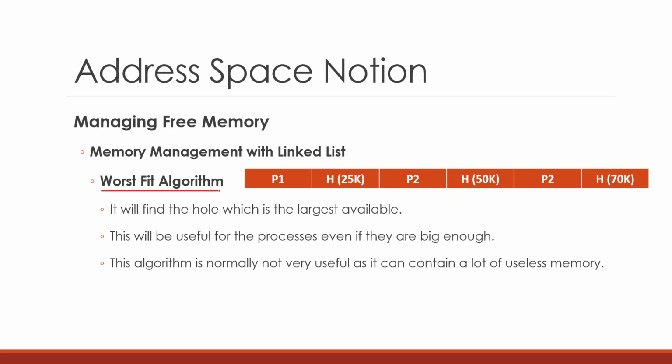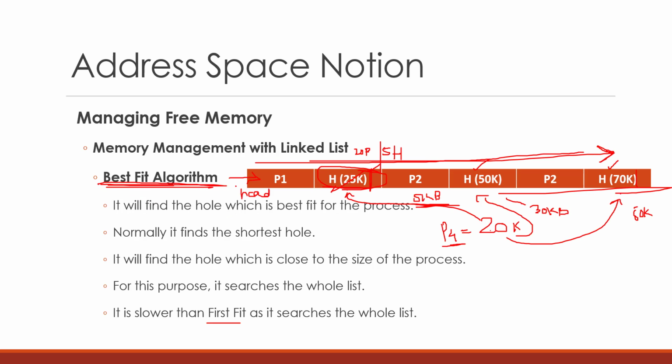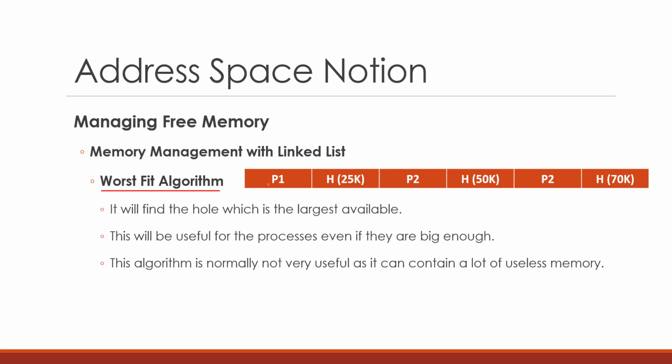Worst fit is contradictory to best fit. It will go through the whole list and find the biggest space for that process. For example, we have P4 again, and let's assume we have 20 KB again. So it will find the largest available space. We know that the largest available space is 70k. It will place it over here, and the rest of the 50k will go to waste. That's why it's called worst fit.